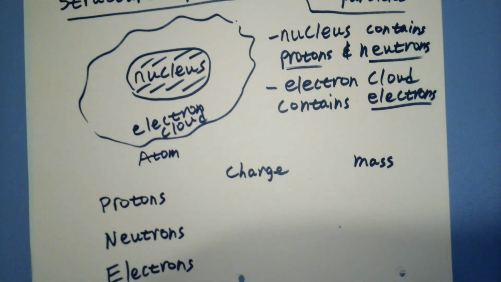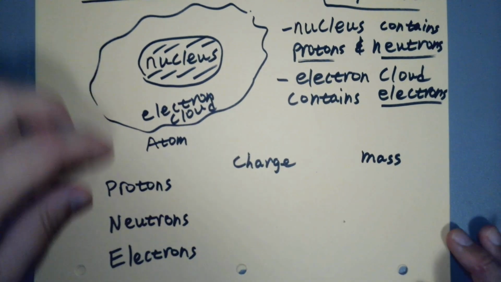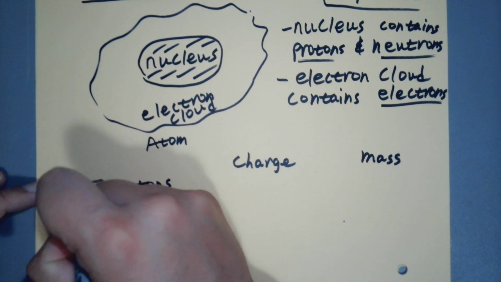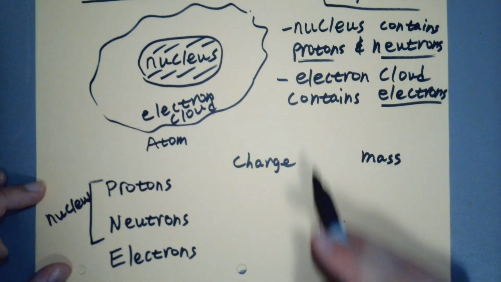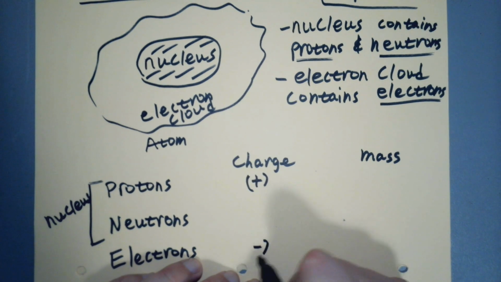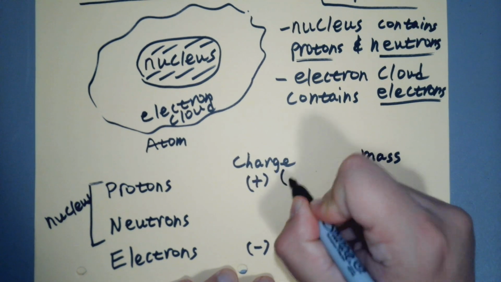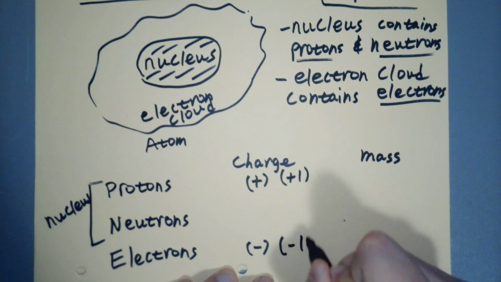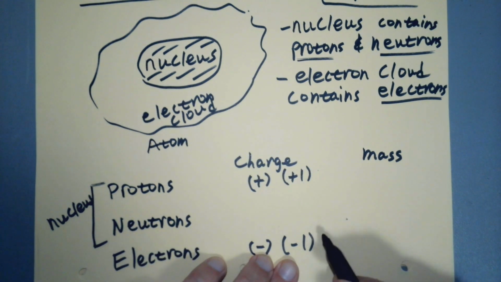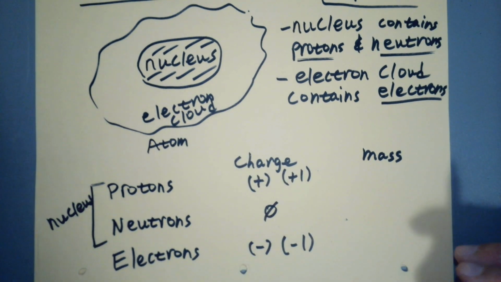And so all of these electrons are in the cloud, and they're orbiting the nucleus. And the nucleus is where these two are. That's what it contains. And so protons have a positive charge, electrons have a negative charge. We can think of this also like a +1 and a -1. So they're equal and opposite charges of equal magnitude. So +1, -1. And neutrons have 0 charge because they're neutral.